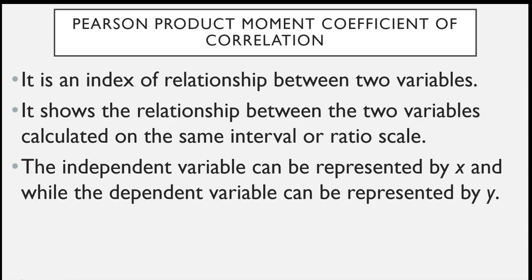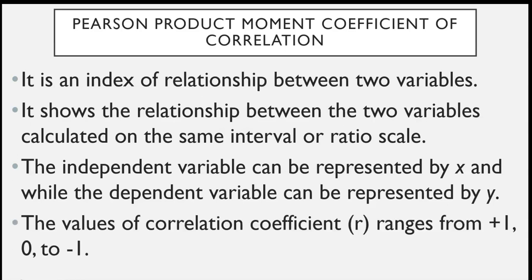Let's say you want to find out if there is a relationship between the number of absences of students and their academic performance. We use Pearson to show the relationship between these two variables. The number of absences will represent the independent variable x, while their corresponding academic performance will represent the dependent variable y. The values of correlation coefficient, which is your r, ranges from +1, 0 to -1.